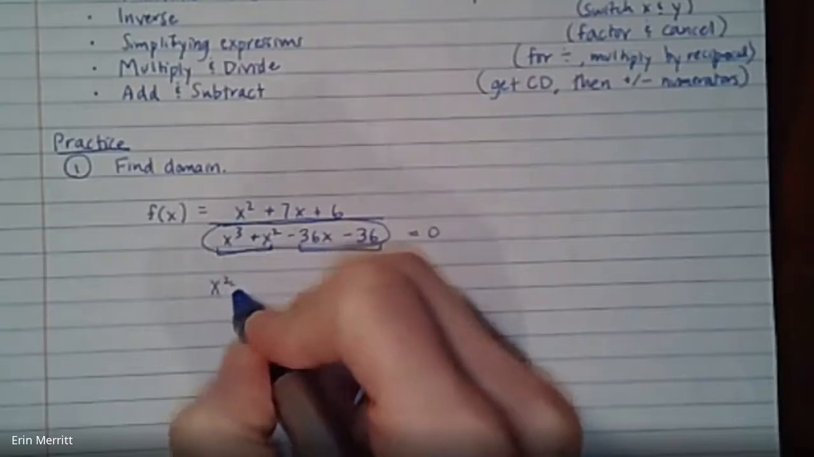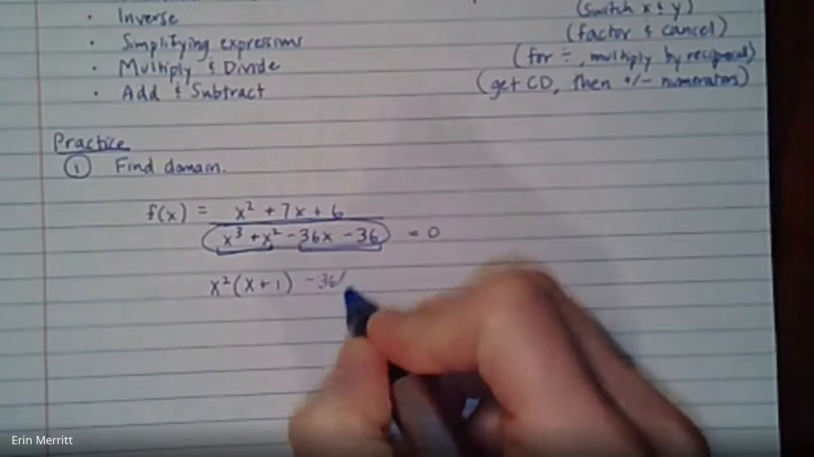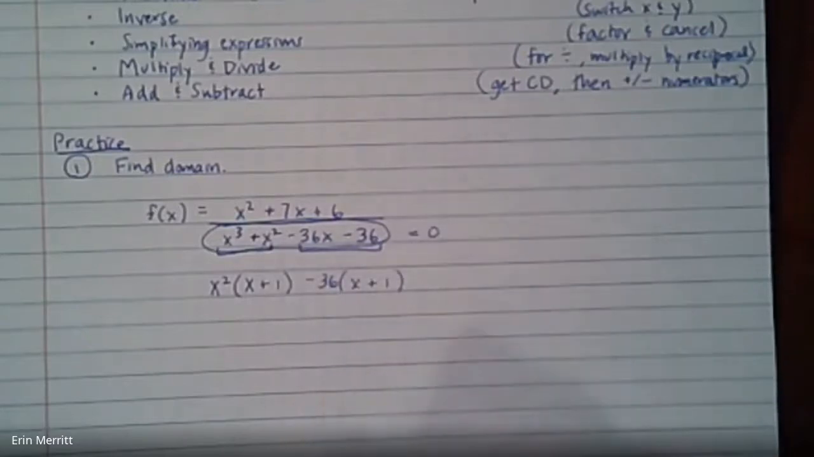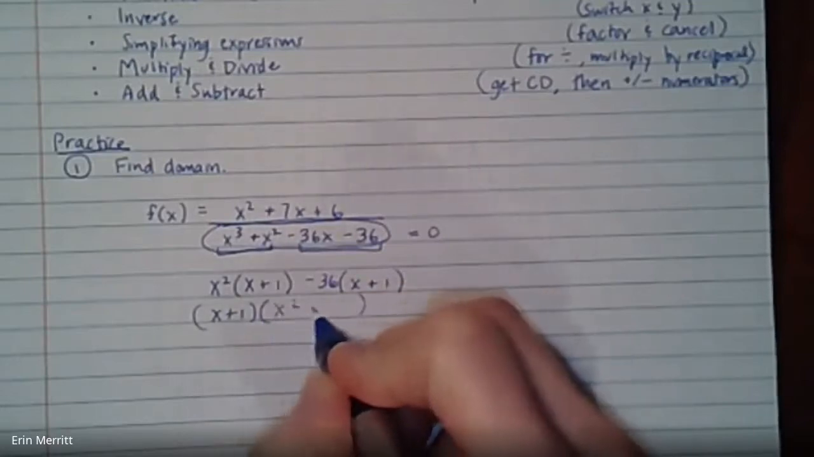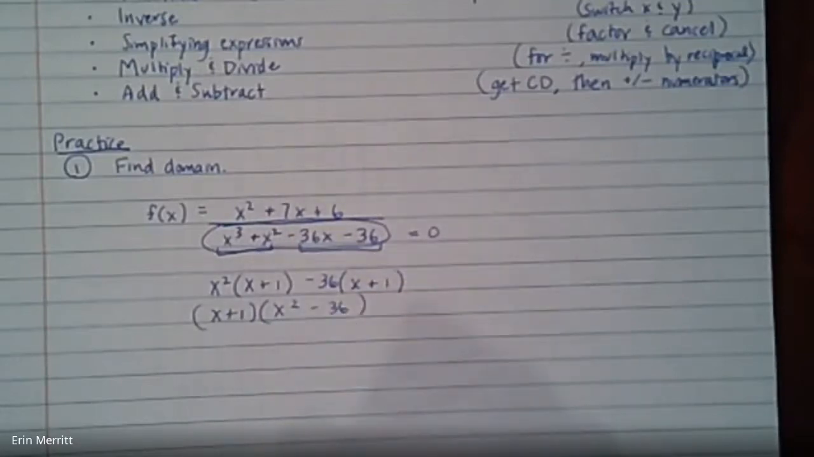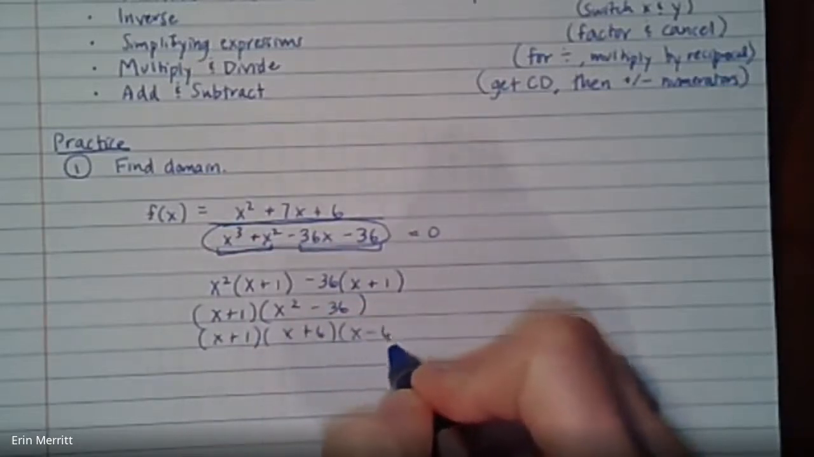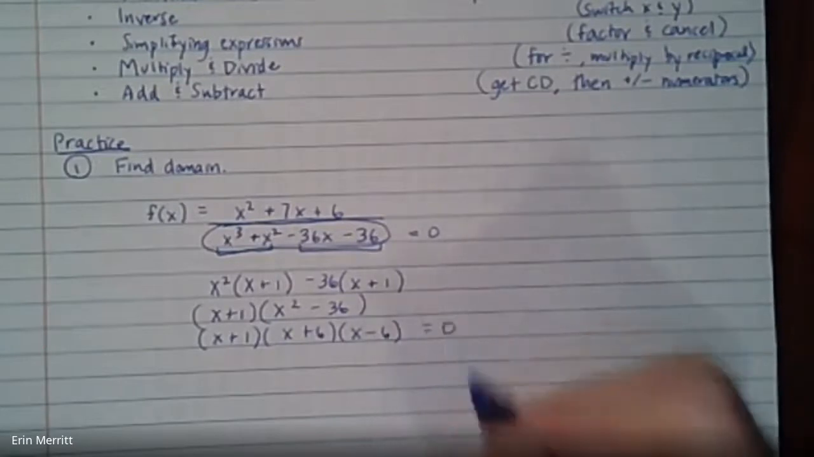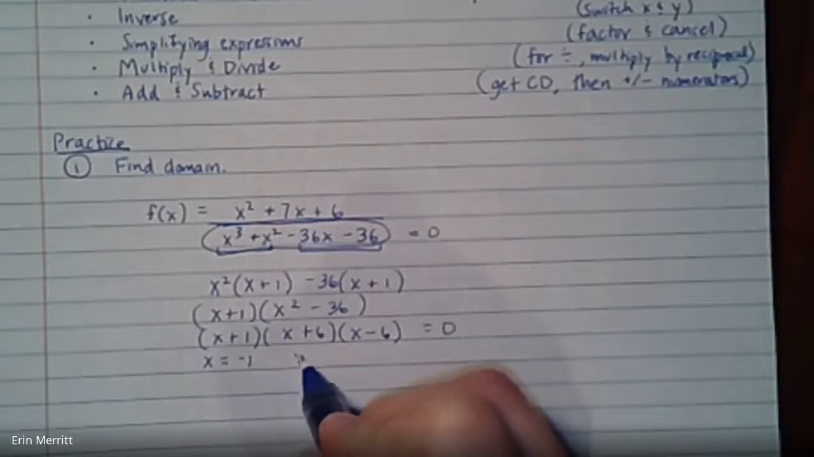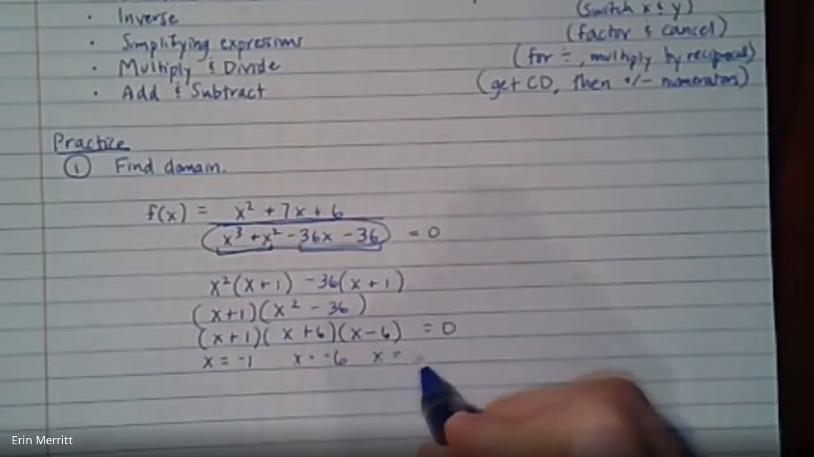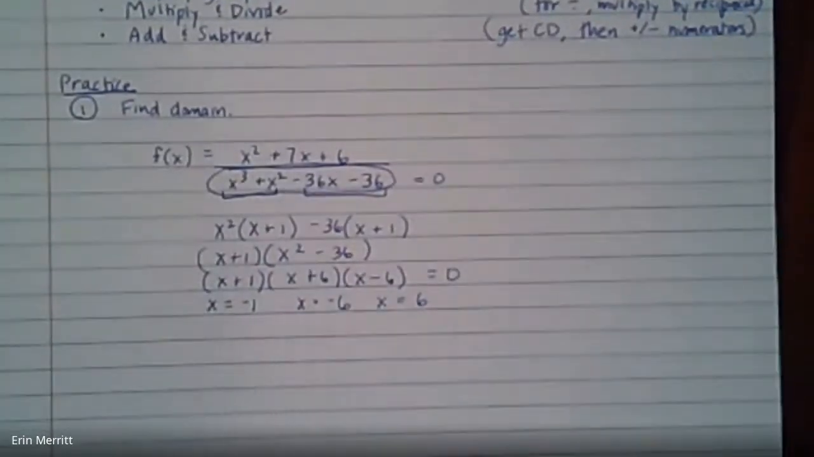So take out the x squared, and we're left with an x plus 1. Here, if we factor out negative 36, we're left with x plus 1. And then we can take the x plus 1 in front, and we're left with x squared minus 36 in the back part. And then we can keep factoring that. So x plus 6, x minus 6. Set all of that equal to 0, and then x comes out as negative 1, negative 6, and positive 6. So if the question said, where is it undefined? That's it. You'd be done.